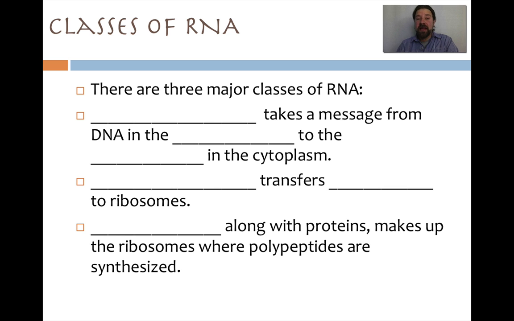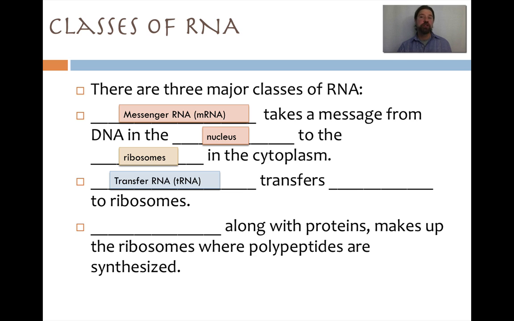There are 3 classes of RNA. The first class is called messenger RNA, or just simply mRNA, and it takes a message from DNA in the nucleus to the ribosomes in the cytoplasm. The second class is tRNA, or transfer RNA, and that's going to transfer amino acids to ribosomes. And third, we have ribosomal RNA, or rRNA, which along with proteins will make up the ribosomes, where the polypeptides will actually be synthesized a little bit later. We'll see each one of these in action in the processes to come.